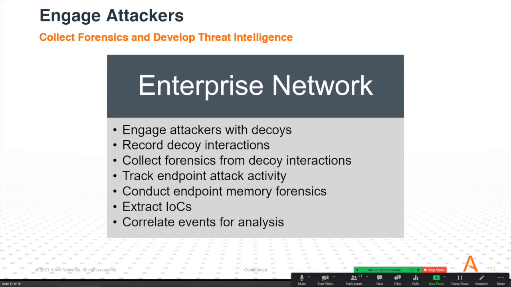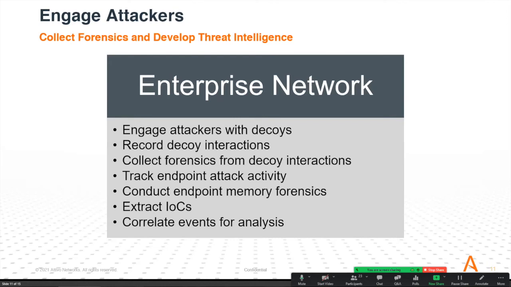We can collect the forensic data from these decoy interactions and use that forensic collection to create or develop threat intelligence. Now, as I mentioned earlier, this forensic collection also happens at the endpoints where the solution tracks the attack activity and records the processes and commands. We can also conduct endpoint memory forensics to capture and pull any ephemeral data that gets loaded into memory during the attack. We can then extract indicators of compromise to threat hunt, and we can correlate events for analysis and develop threat intelligence from all the data that we've gathered. So let's see what this looks like.